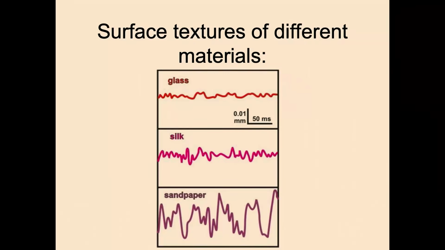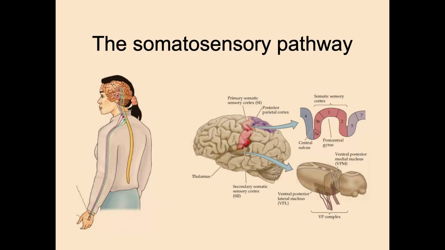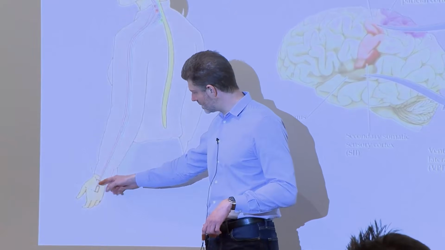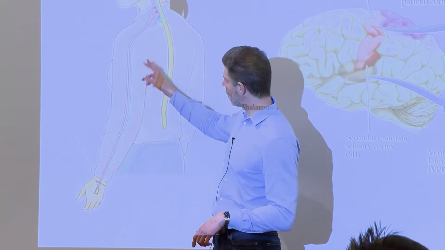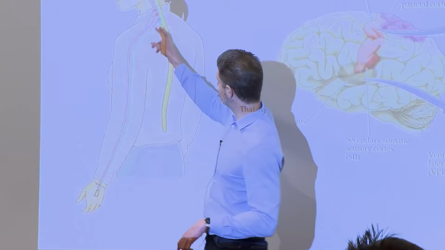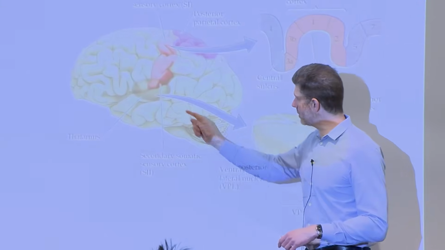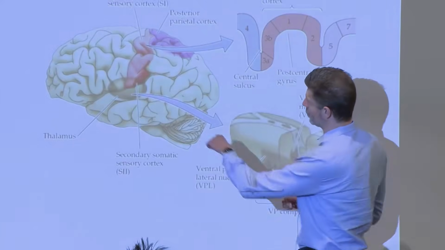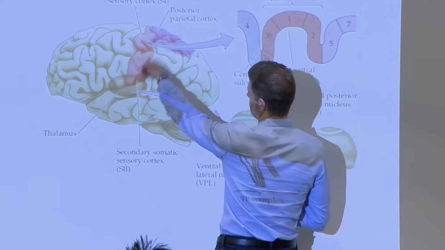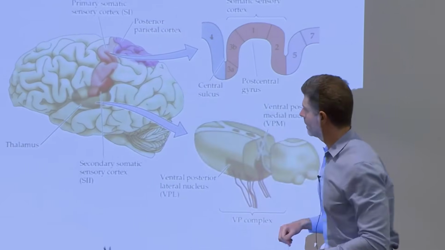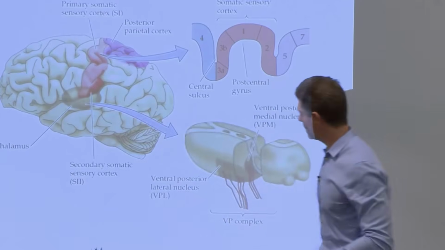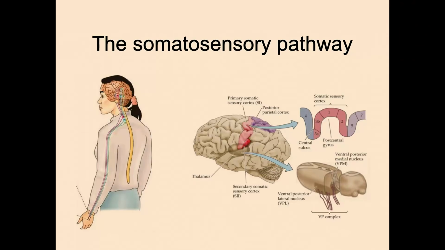All right, so how does all this work? So big picture here is you've got sensors that are in your skin. Those sensors send signals. They travel up very long nerve fibers to the spinal cord. The spinal cord relays that information to the thalamus. The thalamus projects to primary somatosensory cortex. There's secondary somatosensory cortex, and that is involved in the analysis of that touch information.